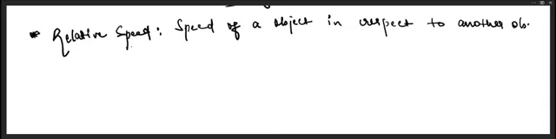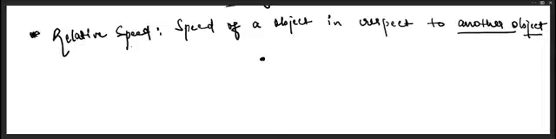If we talk about the definition of relative speed, then relative speed is the speed of an object with respect to another object. It means relative speed talks about two objects that are in motion.